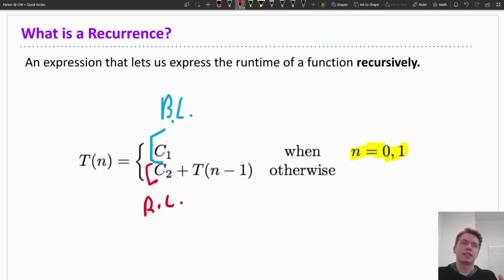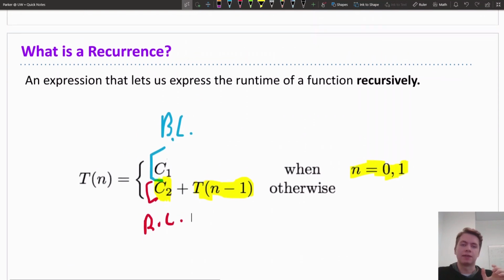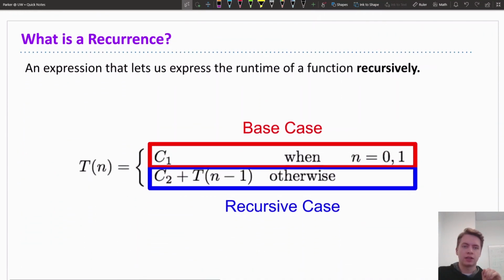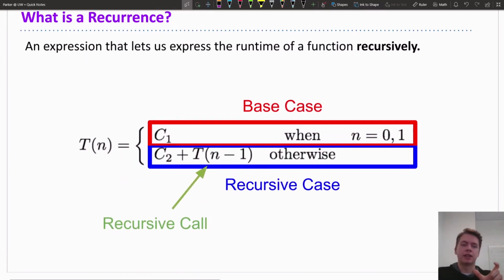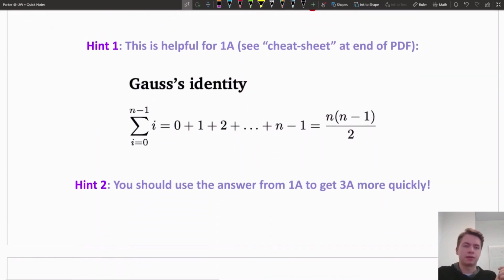The second case of a recurrence is the recursive case, and that's this bottom line here, RC for recursive case. The recursive case is split up into 2 terms, where this first term is the amount of work that we do in a recursive case, and then the rest of the work will be done by future recursive calls, which we represent by some sort of recurrence with a decreasing n value. Here's what I just said, where T of some decreasing n value will be our recursive call.